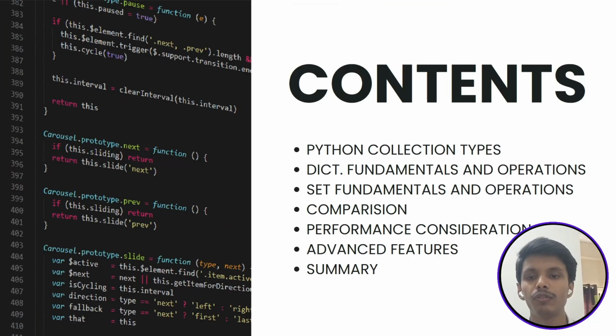Here's an overview of what we'll be covering in this presentation. We'll begin with a quick review of main collection types in Python that includes lists, tuples, dictionaries, and sets. Then we will explore how dictionaries and sets are defined and used. We will dive deeper into their operations and methods, look at how they compare with each other, discuss performance like hashing and time complexity, and wrap up with advanced features such as comprehensions. Finally, we'll summarize key takeaways.